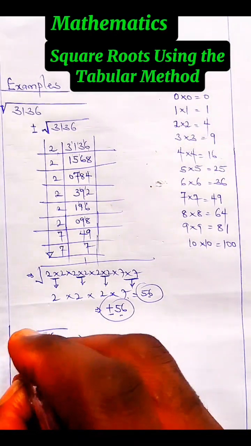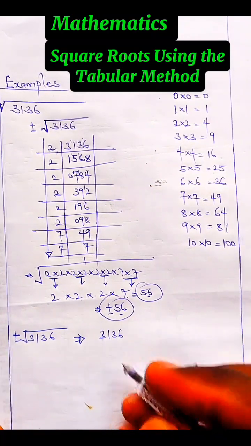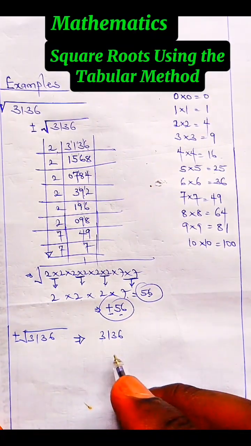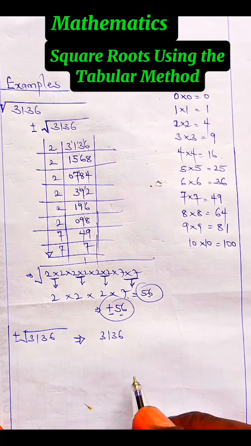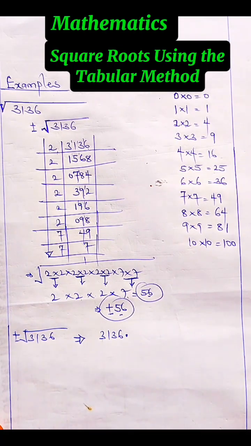You write this out, plus or minus, don't forget that. Now 3136. Now, where's the point? This is a whole number. There's no point stated. So if there's no point stated, it means the point will be at the back of this number. The point is going to be here.